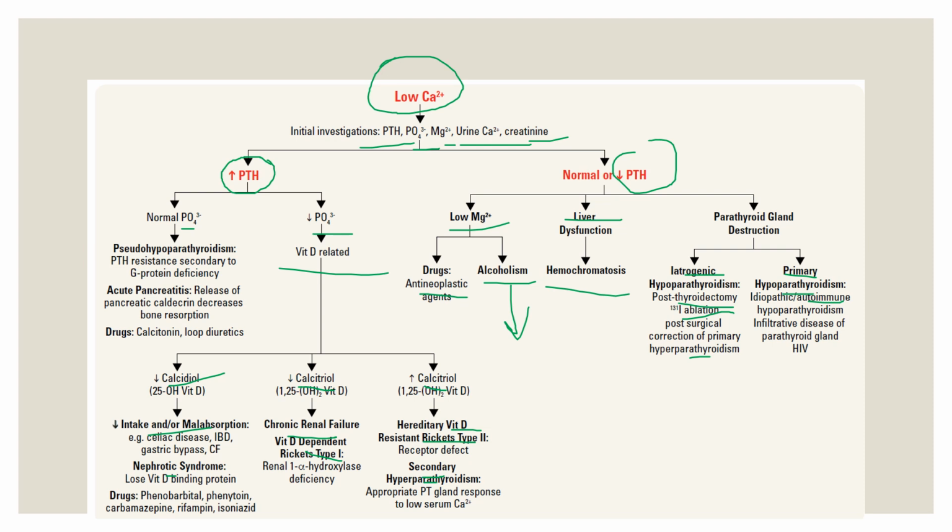Or if the PTH is raised with low normal phosphate, that is called pseudohypoparathyroidism. That is mainly due to PTH resistance secondary to G protein deficiency, or can be seen in acute pancreatitis also. Okay, this is the workup of low calcium. You have to first check the parathormone to see if it is primary hypoparathyroidism or not. If the parathormone is raised, look for vitamin D and also phosphate.